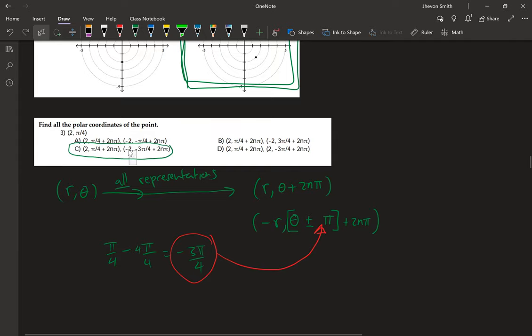We need the negative 2, and then the angle here should be off by pi. And this is the positive 2 with the same angle, but we can go 2n pi. The D was not the choice because this is a positive 2. Okay. So the negative here represents all representations.